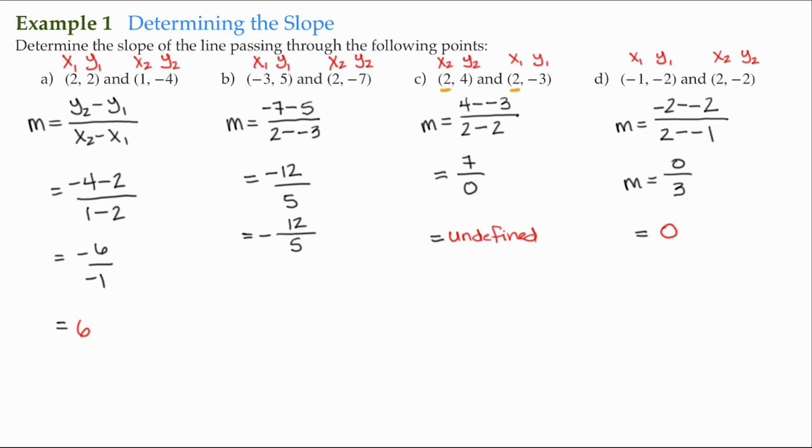So what does that mean? Well, that means that there's no slope. So what type of line has no slope? That's a horizontal line. That's one that goes back and forth. And we can tell that it's a horizontal line because the y-coordinate will be the same. And in this case, it's negative 2. But there we go.